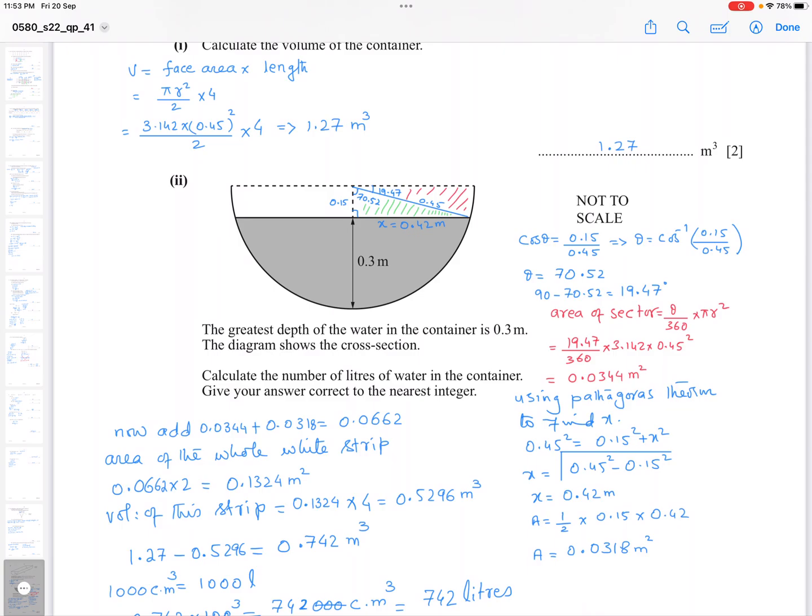This is the area of the white strip which has been worked on, and on the left side you have the same white strip. So you multiply this value by 2, so you get the area of the whole white strip. Now the volume of this strip is, you got the whole area of this white strip, multiply it with its depth, which is given 4, and it is 0.5296 cubic meter.